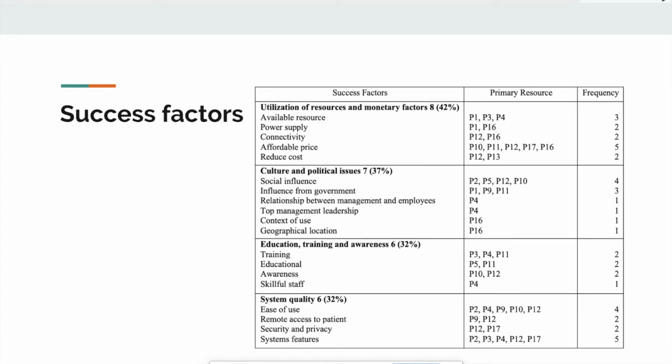Success factors. I found 19 success factors and categorized them into four categories. The categories are utilization of resources and monetary factors, culture and political issues, education, training and awareness, and system quality. These kinds of factors may have a positive influence on the adoption rate in healthcare in developing countries.